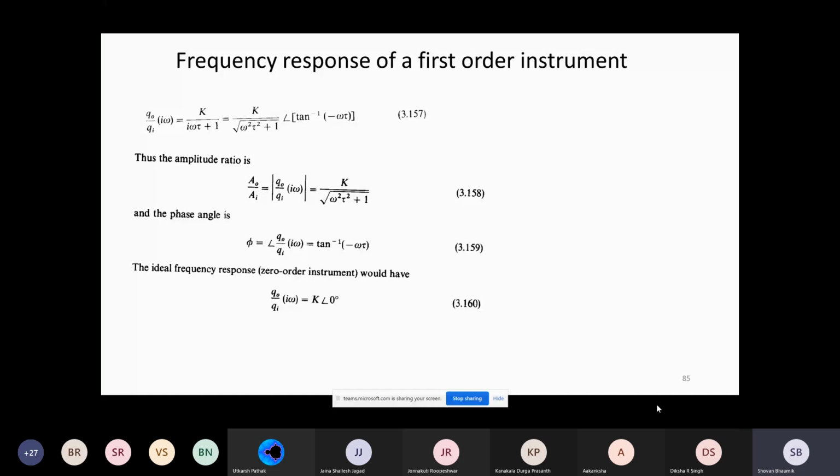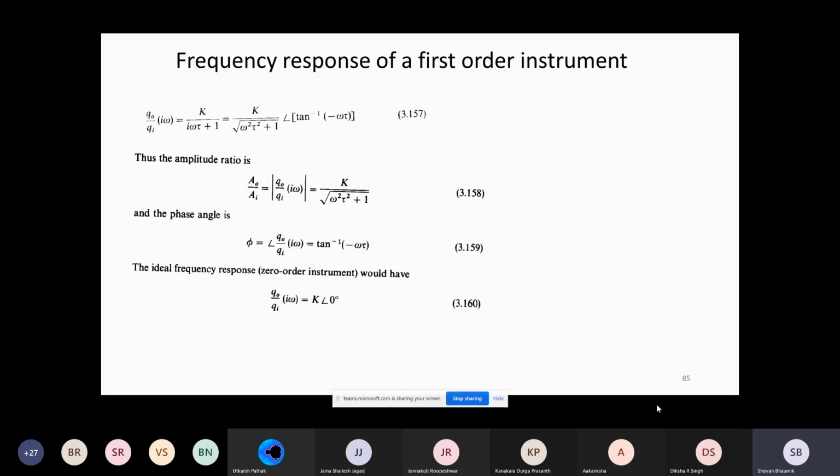Suppose you are using a first order instrument and you want to measure some signal whose frequency is quite high and more than the cutoff frequency, then if you use the same instrument, you will not get any output and you cannot measure the input. So what you need to do? That instrument is not useful for measuring such input of high frequency.